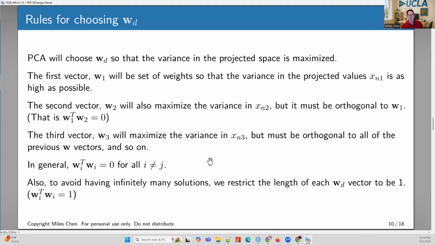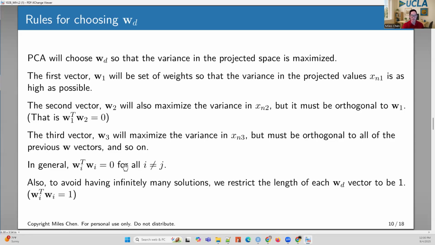And what we want to do is choose our W's so that the variance in the projected space is maximized. So that first vector, W1, is going to be the set of weights so that the variance in the projected values is as high as possible. The second vector, W2, is going to maximize the variance in X2, but it has to be orthogonal to W1. That is, W1 transpose W2 is going to be equal to 0. And if you have a third weight vector, it'll maximize the variance, but it has to be orthogonal to all of the previous vectors and so on.